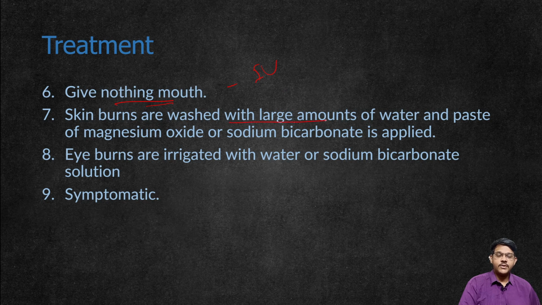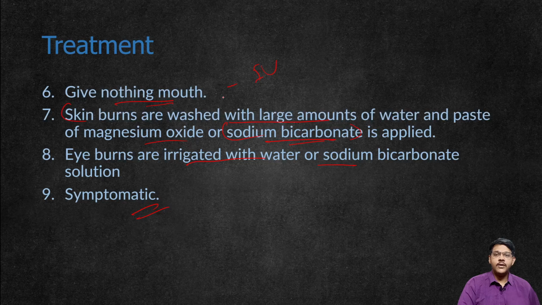Skin burns are washed with a large amount of water and a paste of magnesium oxide or sodium bicarbonate. So for skin burns, bicarbonate can be given since it liberates carbon dioxide on the outside. So it can be given to dilute the acid, but it should not be given if the person has consumed the acid into the stomach. Eye burns are treated with water and sodium bicarbonate solution. Then later on, symptomatic treatment is given for whatever symptom is present. So this is the basic management of acid poisoning.